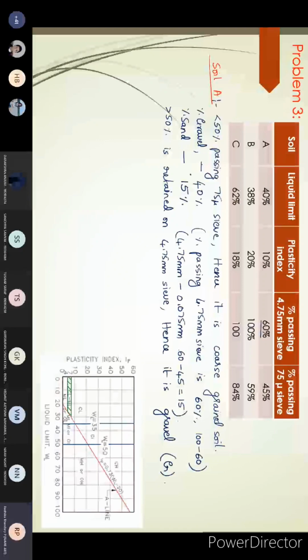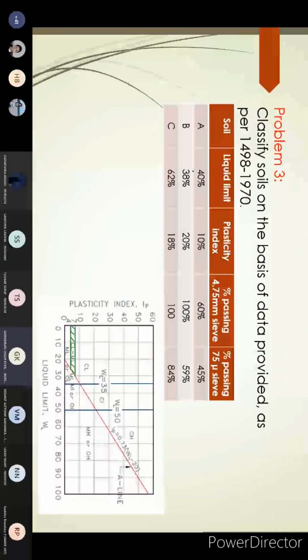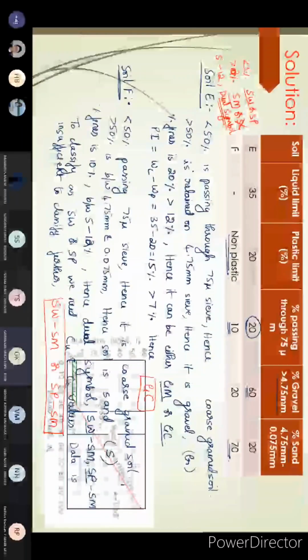So any doubts in this part? Why is it gravel? So the primary symbol is gravel. I was having a doubt in the previous question. Previous? Yes, ma'am. Last part, F soil. Ma'am, SW is 0 to 5%. And SM is greater than 12%. So here it is 10%. So how can it be SW or SP? Because these both range between 0 to 5.